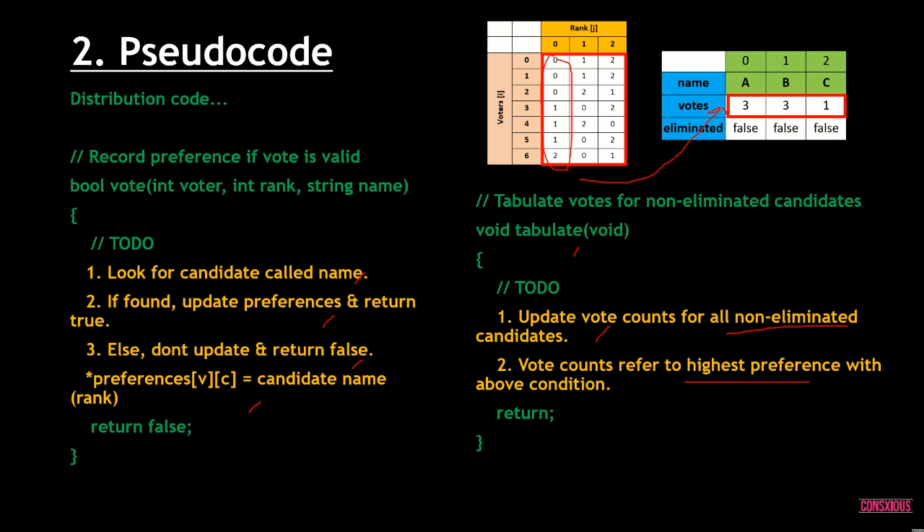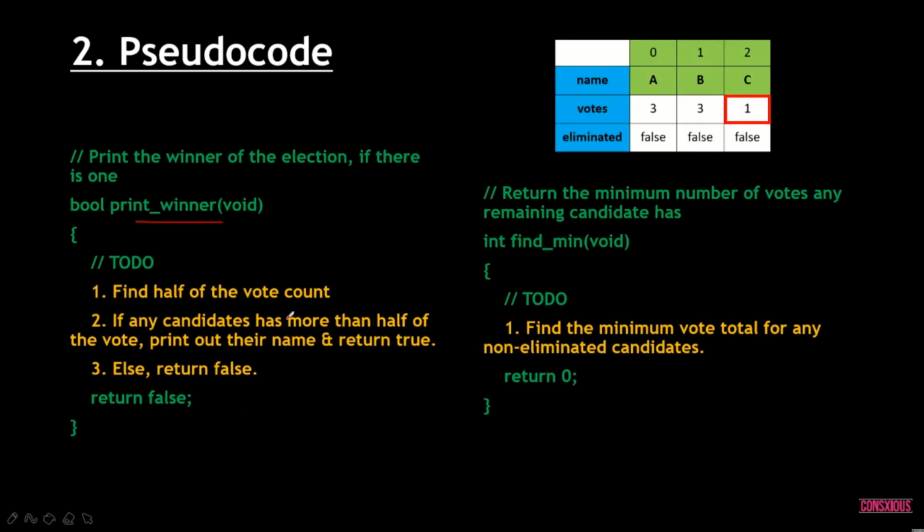Print winner. First, we're going to find half of the vote count. If a candidate has more than half, return true, else false. So you can see here, is there any candidate with more than half? No. So we're going to find the minimum vote, which is 1.